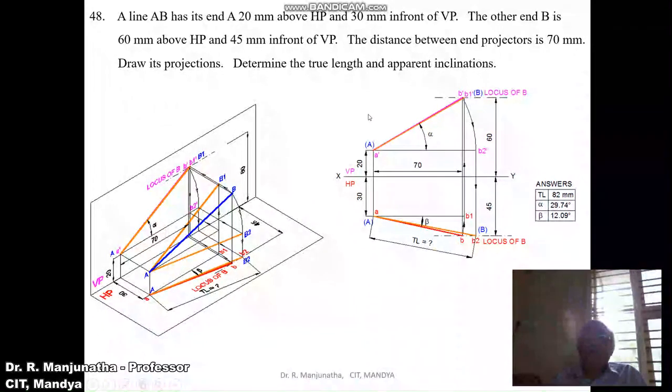So this is how you will be able to solve the problem. Also by using the scale, you measure the true length of the line, which will be 82 mm, whether you do it on the computer or manually. So this is how you will be able to solve the problem.